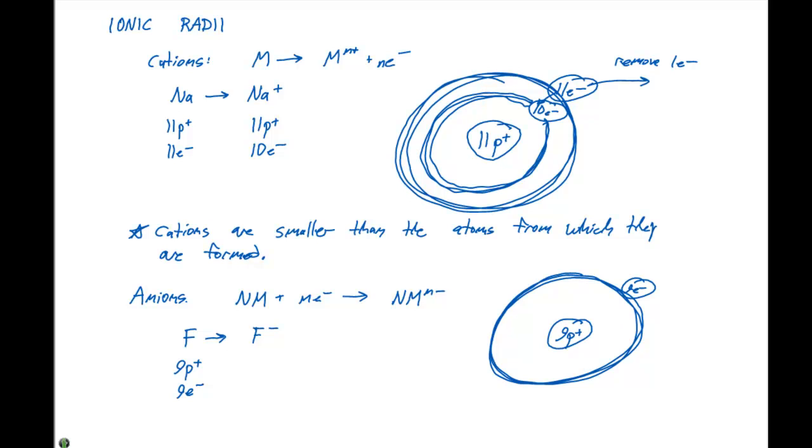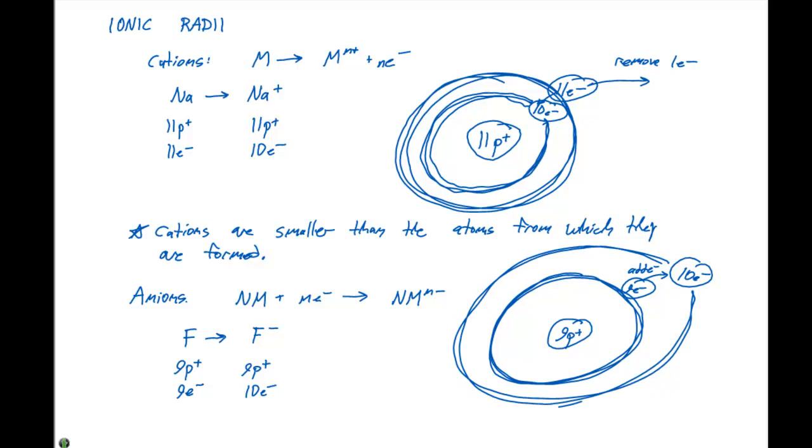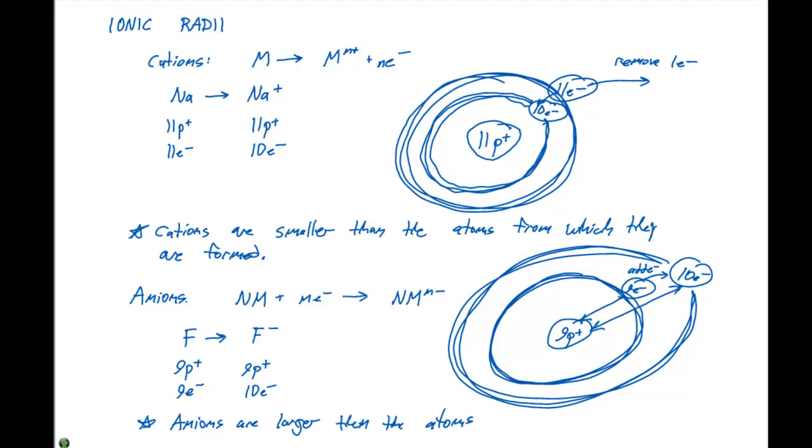But when we go from fluorine to fluoride, we remain with 9 protons and we have an extra electron. When we add that electron, we now have 10 electrons surrounding the nucleus, and there are 9 protons. So this tug of war that we previously looked at for the cation is going to be a little bit different. We're adding an electron, so those 9 protons can't pull as strongly as they do when we have 9 electrons versus 10 electrons. So the general trend we can say here is that anions are larger than the atoms from which they are formed.